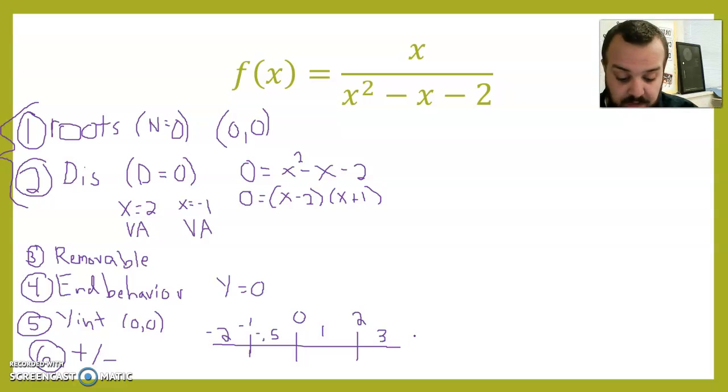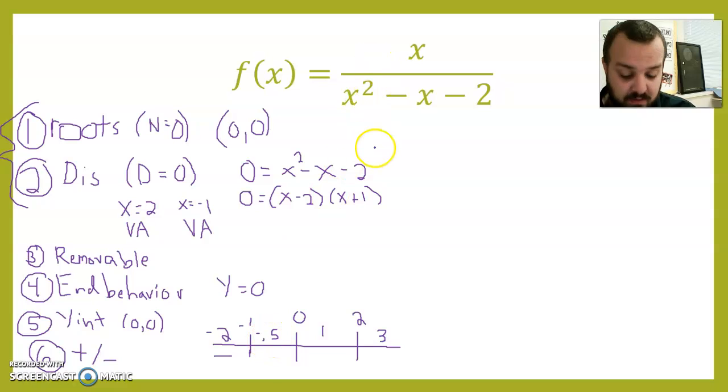So for example, I'll plug -2 in. I'm going to do -2, and I'm going to divide that by -2 squared minus -2 minus 2. And I'm going to get -1/2. So that means that these values are negative over here. They're going to be negative, okay?